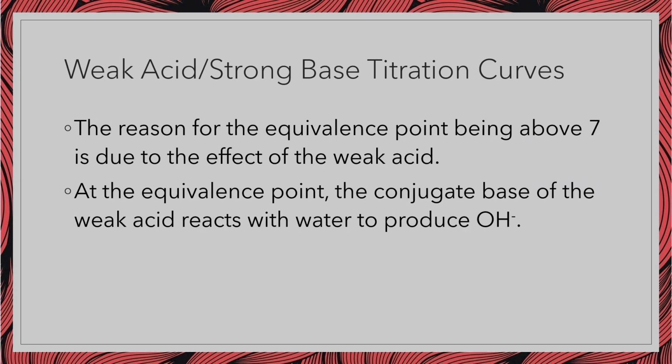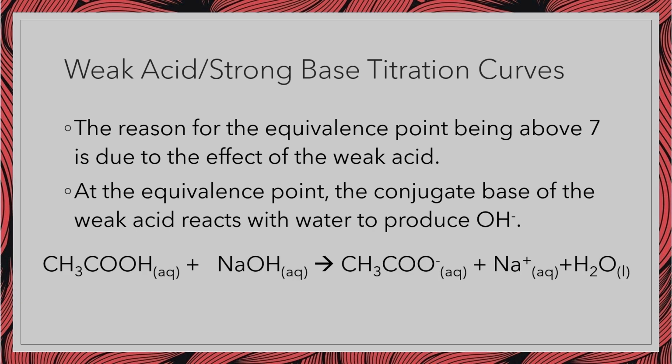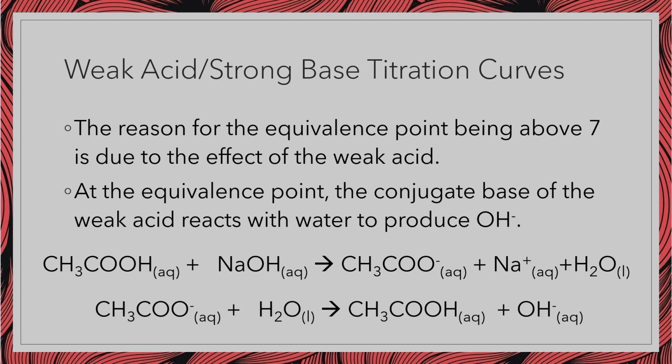Now, the reason for this one is that above 7, so at equivalence point, the conjugate base of the weak acid reacts to produce OH minus. And this is where the acetate comes in. So acetic acid and sodium hydroxide produces acetate ions plus sodium ions plus water at equivalence. Now, the acetate ions will then accept protons from water, producing OH minus, which increases the pH.